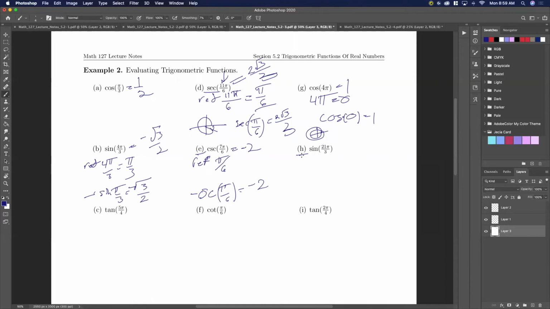What's your reference angle here? So here, as long as you have this, you're fine, okay? If you say cosecant of pi over 6 is equal to 2 and then write negative 2 up here, you're good. You're 100% fine, okay?